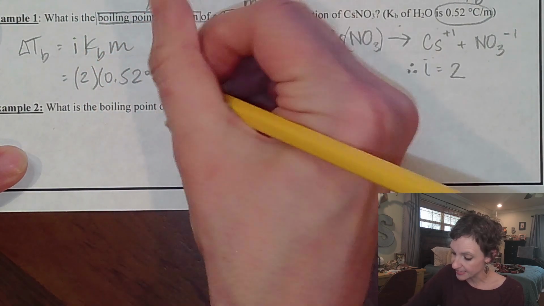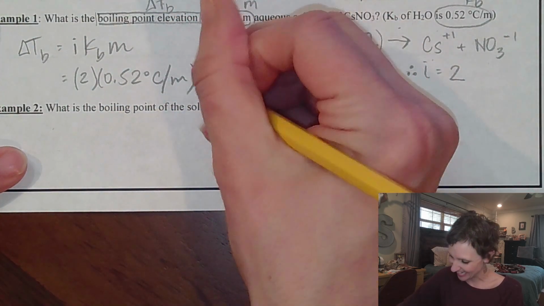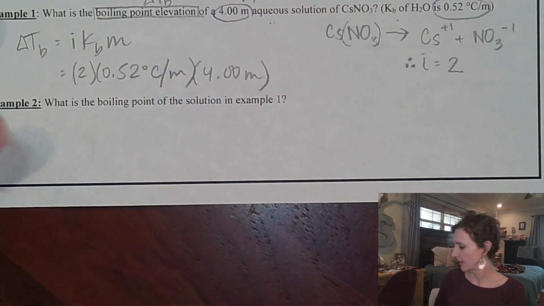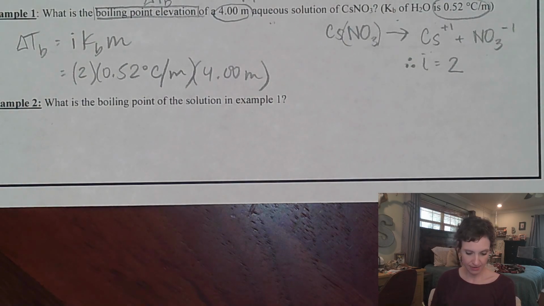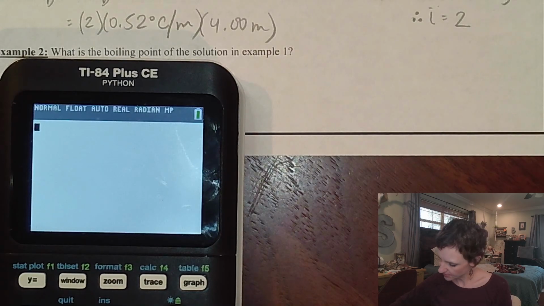0.52 degrees Celsius per molal. And then finally, my molality is 4.00 molal. Okay, so I grab my calculator. I'm ready to go. Let's see. Have everything written down correctly. So I'm going to say 2 times 0.52 times 4.